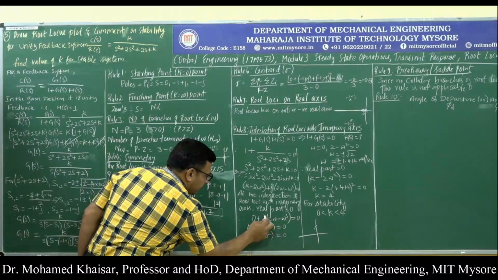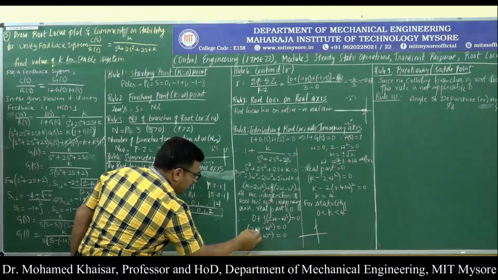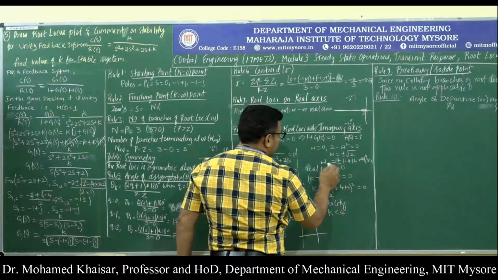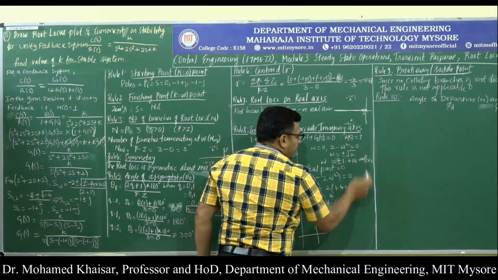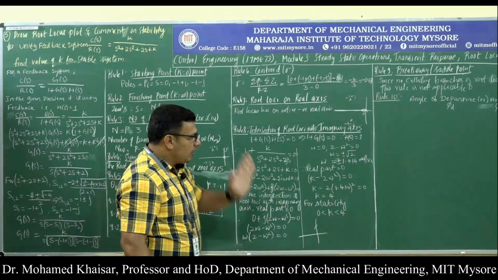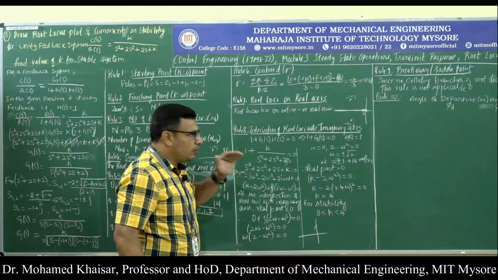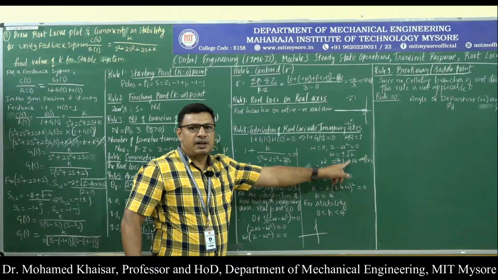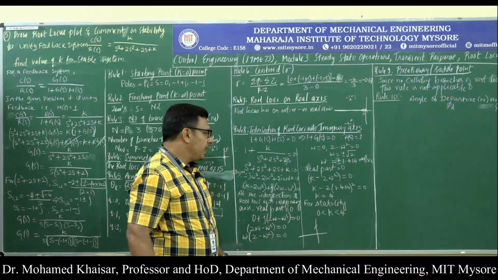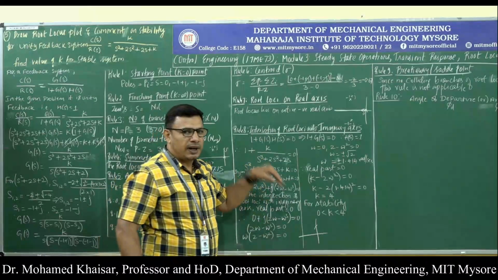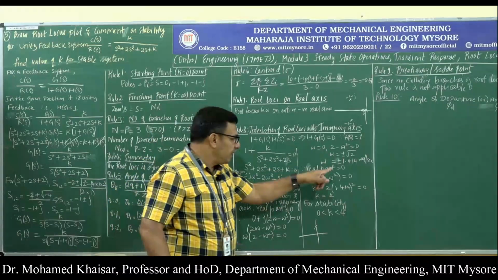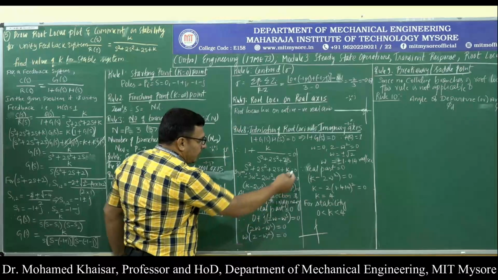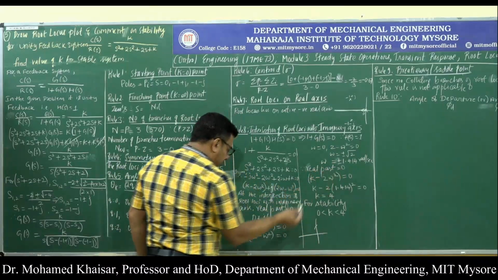Then j will become 0. We will be left with 2 omega minus omega cube equal to 0. We can equate it separately. We will find omega equal to plus or minus 1.414 radians per second. That means along the positive imaginary axis, the root loci will intersect it at plus j 1.414 radians per second, and along the negative imaginary axis, the branch of root loci will intersect at minus j 1.414 radians per second.